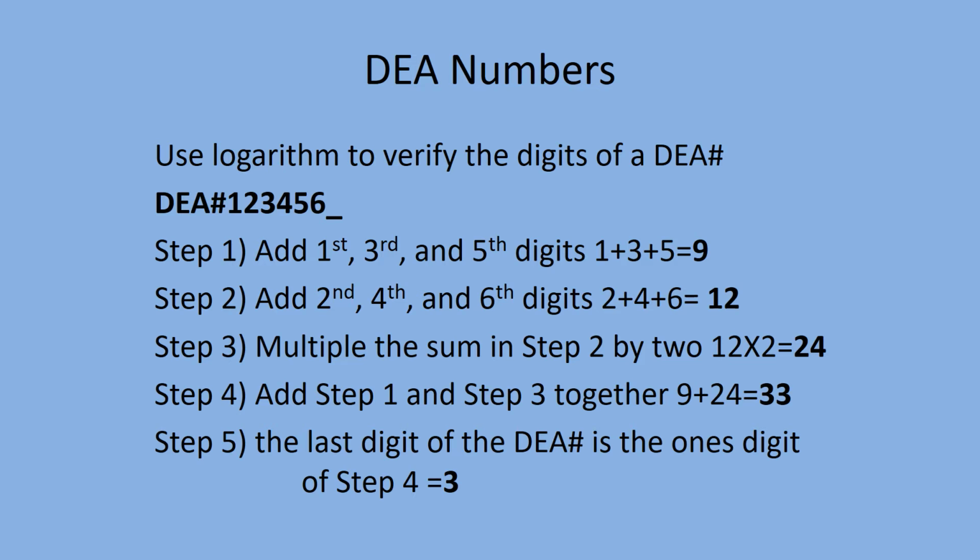In step 3, we're going to multiply our sum from step 2 by 2. So that would be 12 times 2 equals 24. We'll then add 24 to the sum from step 1, which is 9. That gives us 33. The number in the ones digit is our seventh digit. So for this example, the DEA number would be 1234563.